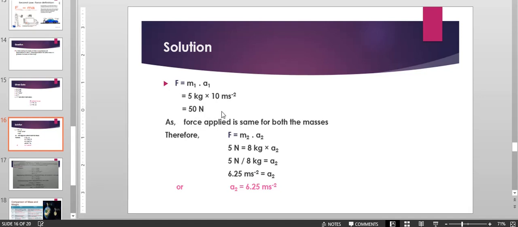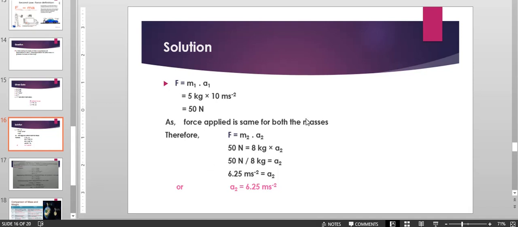Now, in order to find the acceleration of the second object, we will use this formula, F is equal to m2 a2. Substituting the values, 50 Newton force is equal to the mass, which was given as 8 kg for the second object, and the acceleration was unknown, so we will write it as it is, a2.